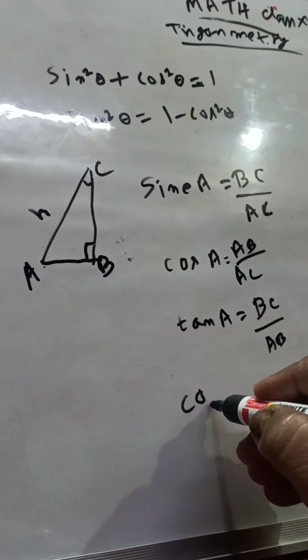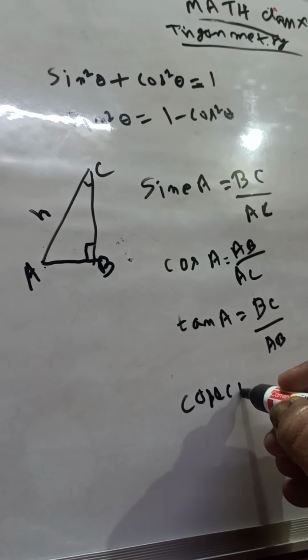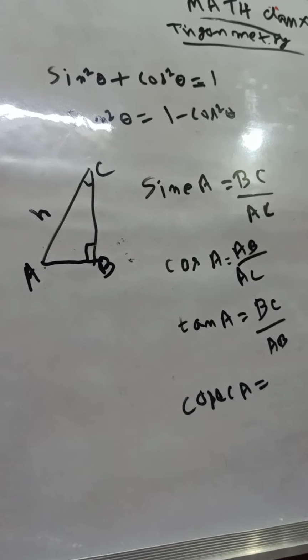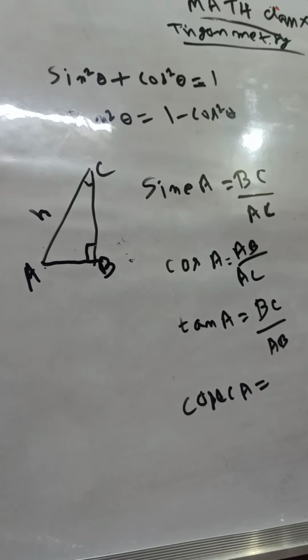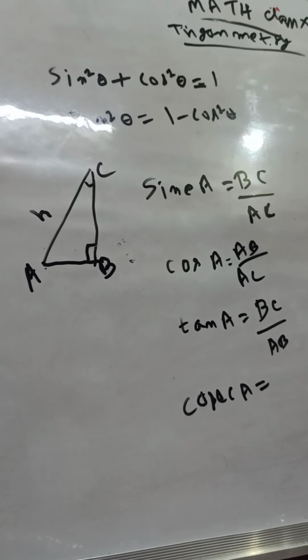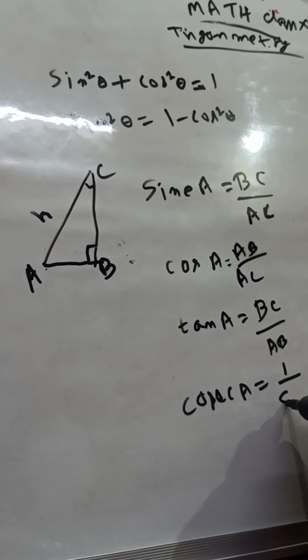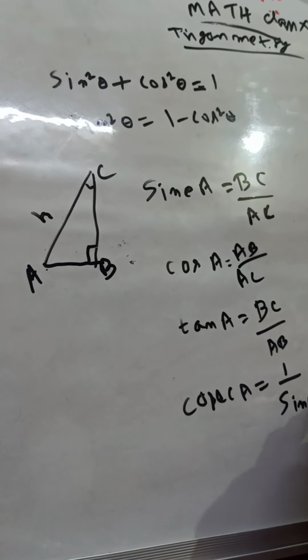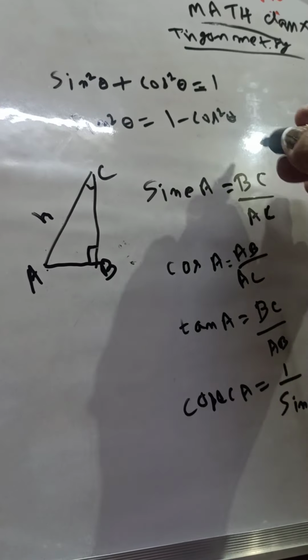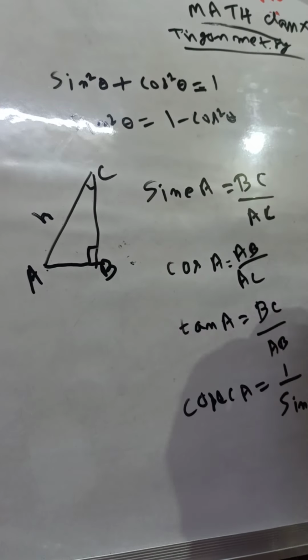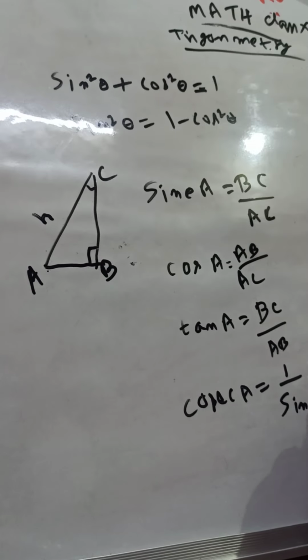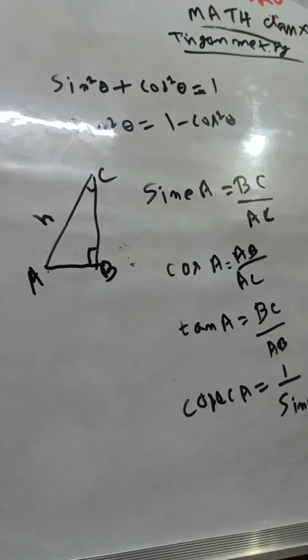Then cosec A. Cosec A is 1 by sin A, just a simple formula, the opposite of sin A. Sin A is BC by AC, so cosec A will be just the opposite, AC by BC.